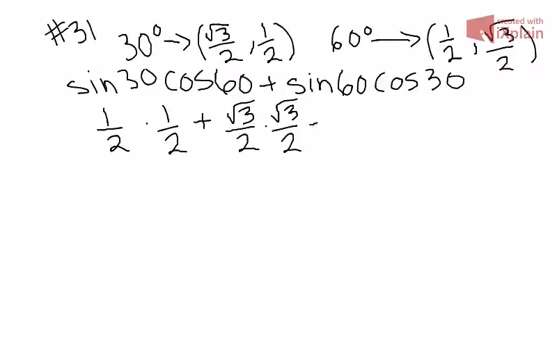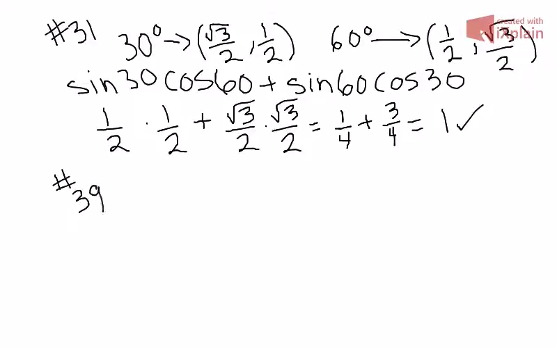Okay, so we put that together. 1/2 times 1/2 is just 1/4, and then we add radical 3 times radical 3, which is radical 3 squared, which is just 3. And then 2 times 2 is 4, so 1/4 plus 3/4 is 1.